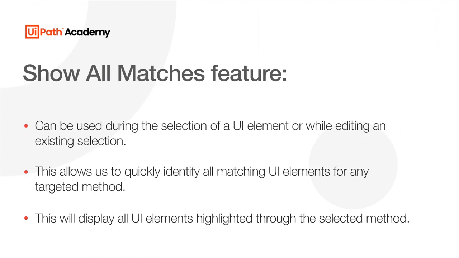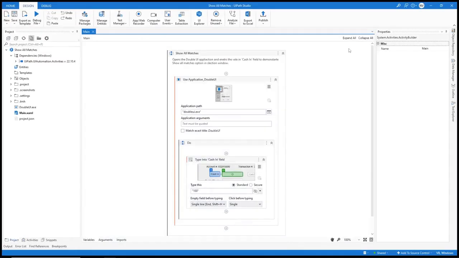The Show All Matches feature can be used during the selection of a UI element or while editing an existing selection. This allows us to quickly identify all matching UI elements for any targeted method. To use this feature, simply click on the eye icon next to each targeting method. This will display all UI elements highlighted through the selected method. Let's see this feature in action.